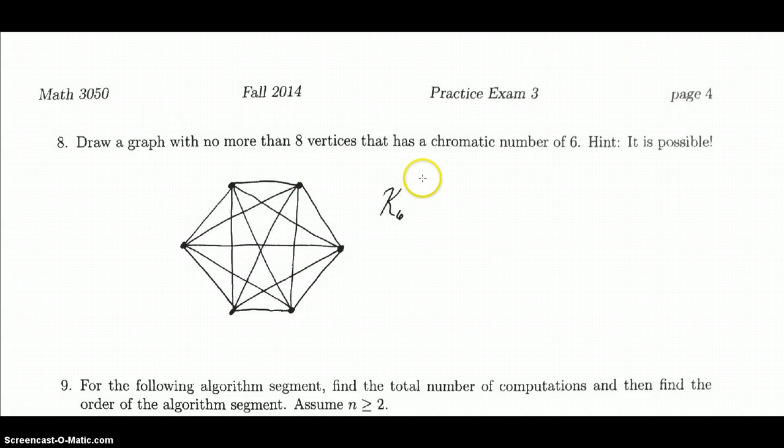Now, if you had 7, there'd be a few more ways to do it, and 8 would be even more ways to do it, but this is certainly the simplest way. So the key takeaway point here is just keep in mind that the complete graph of order n has a chromatic number of n, and it's the simplest graph with the chromatic number of n.